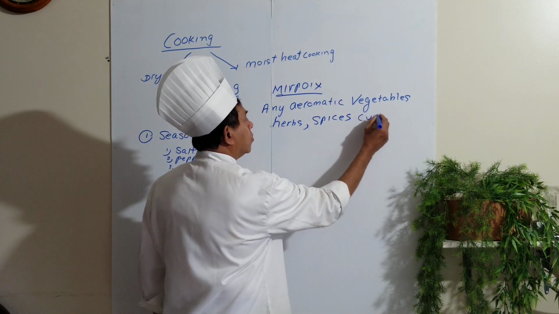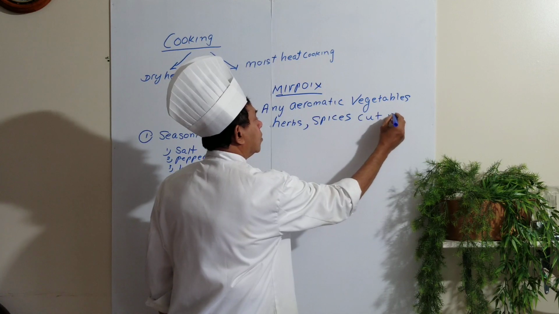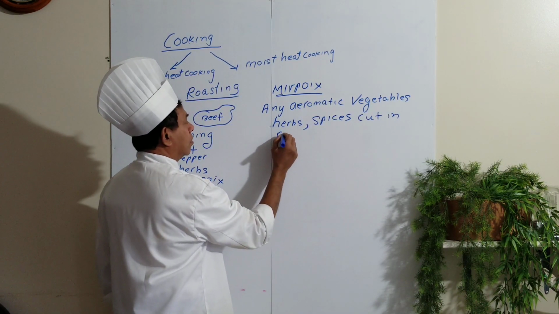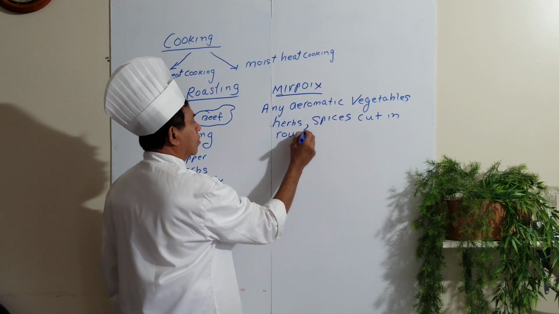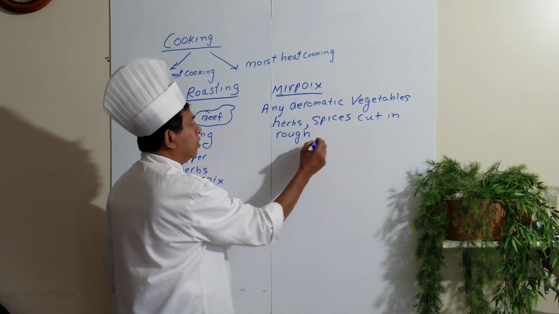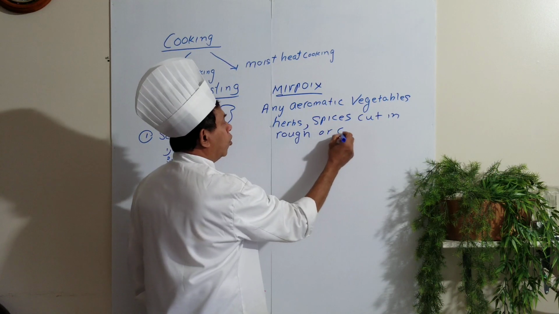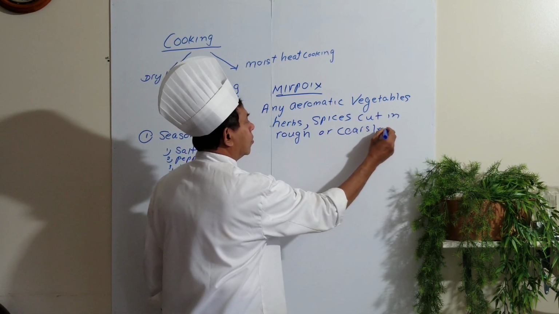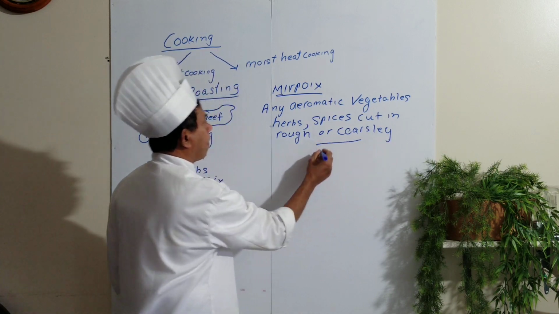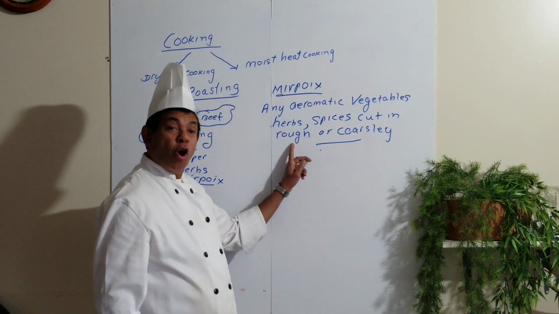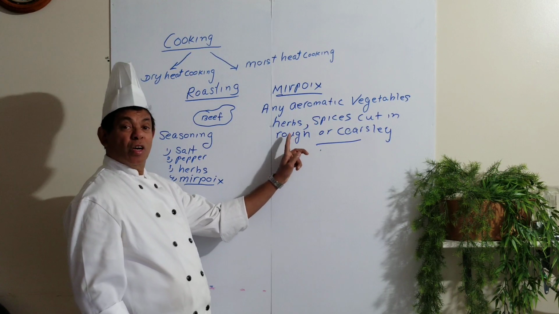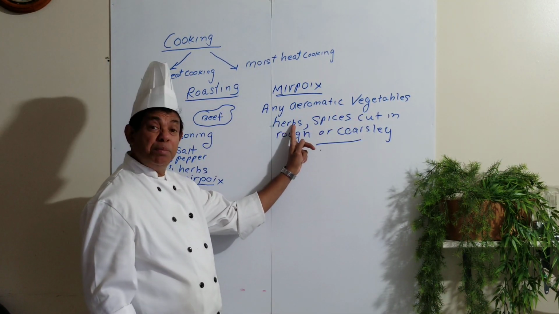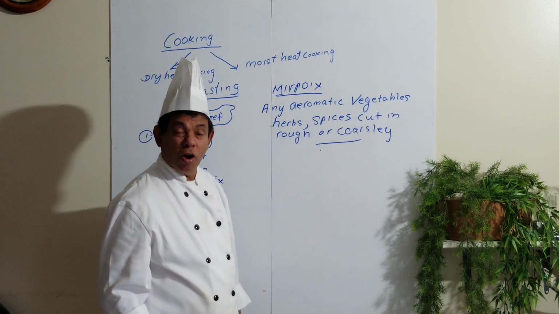Cut in rough or coarsely. That means, in short, coarsely cut or rough cut of any aromatic vegetable or herbs or spices, we call mirepoix.